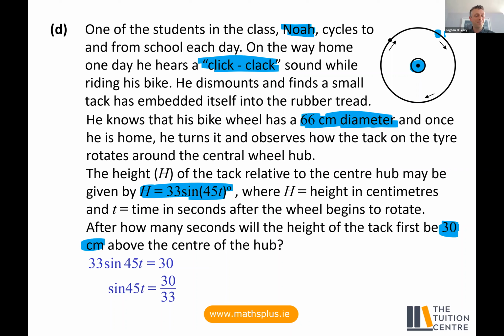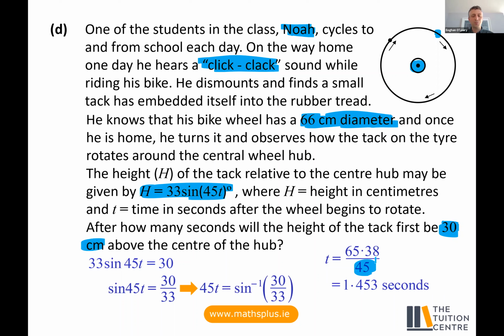How do I find t? Well, I'm going to isolate my variable. I'm going to divide across by the 33. I'm going to get the inverse sine of 30 over 33. That's going to be my 65.38. But I'm going to be dividing that by 45 to get t on its own. And when I get t on its own, my answer turns out to be 1.453 seconds. After how many seconds? So that's my answer. And it was 10 marks.